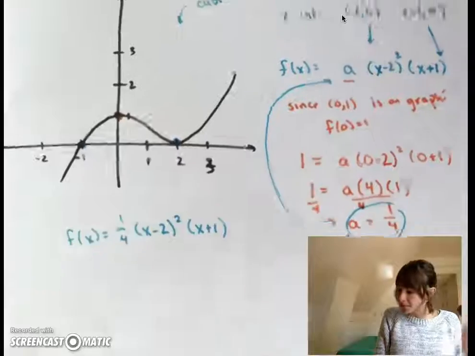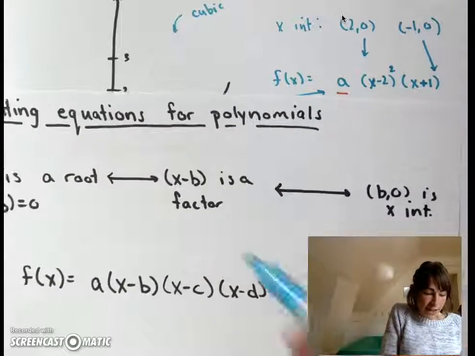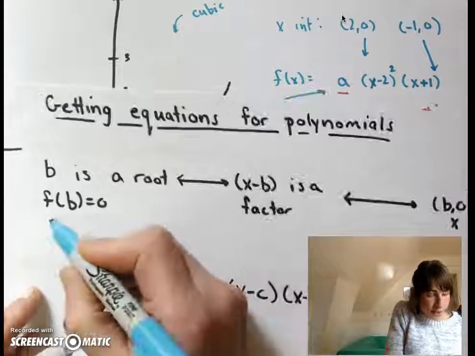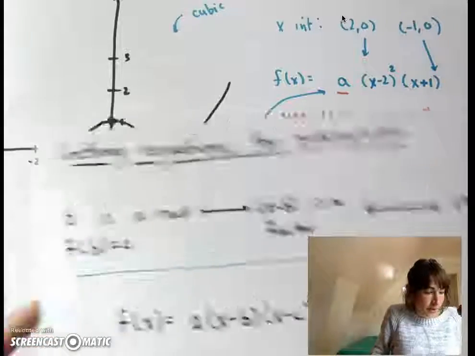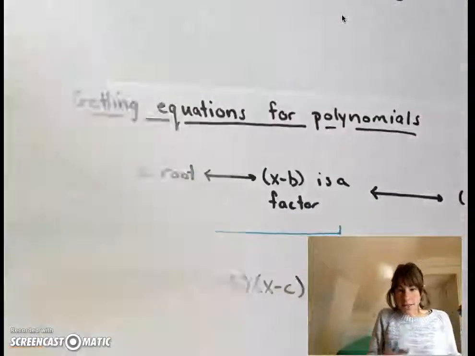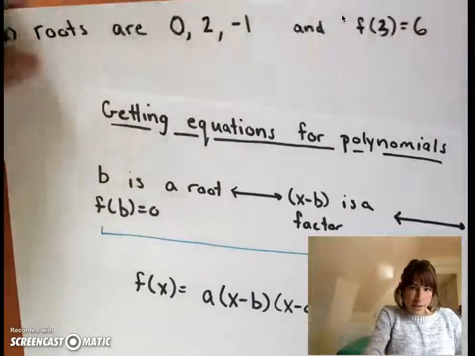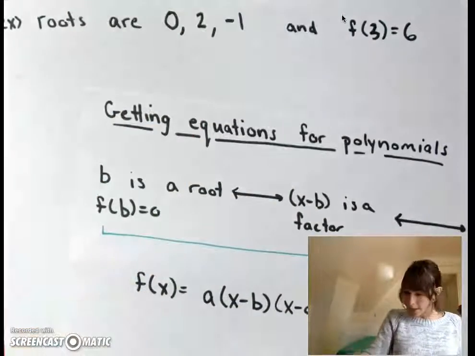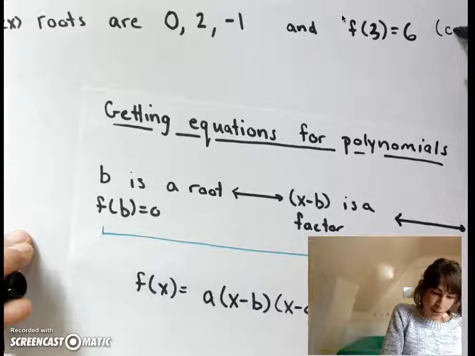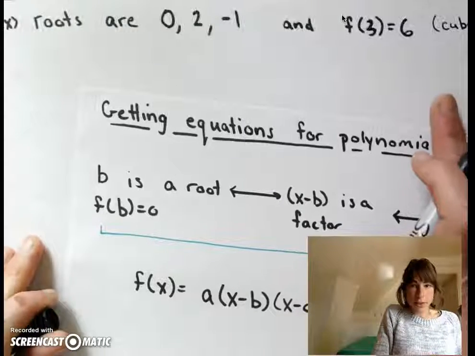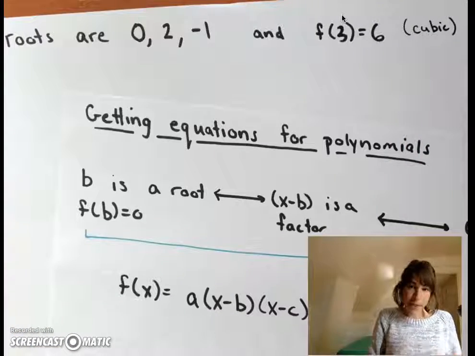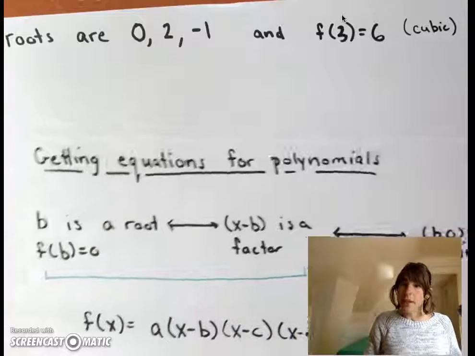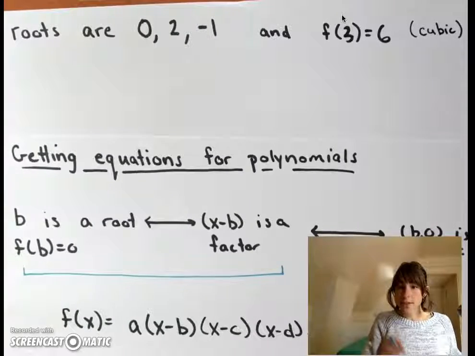So let's do another example. In this first example, we used the fact that (b, 0) being an x-intercept means x minus b is a factor. In the second example, we'll use this part of it, that if b is a root, then x minus b is a factor. So in this example, I'm given that my roots are 0, 2, and negative 1. And I should tell you again, this will be a cubic polynomial, so I should have degree 3. So I'm going to do the same thing. I'm going to build up my polynomial by first figuring out what the factors are, and then plugging in a point to figure out what that scaling value a is.